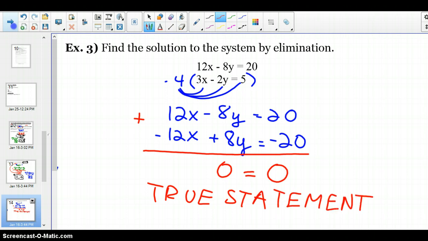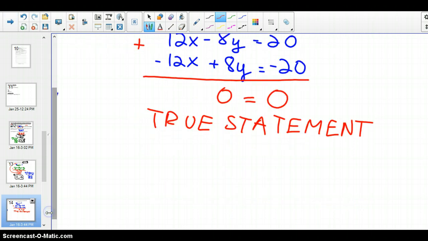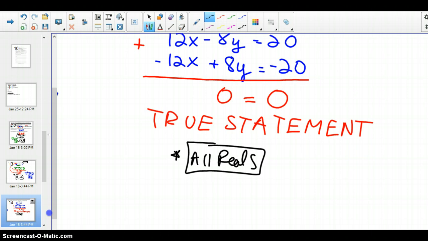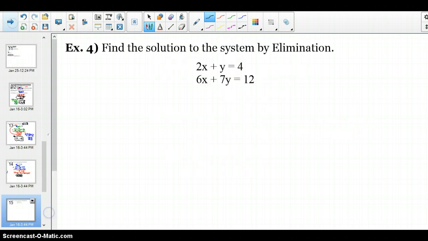Okay. So if it's a true statement, you get no variables in the end, but you do get a true statement like 4 equals 4, 0 equals 0. The solution is all reals. Or you could say infinitely many solutions. All right, one more.